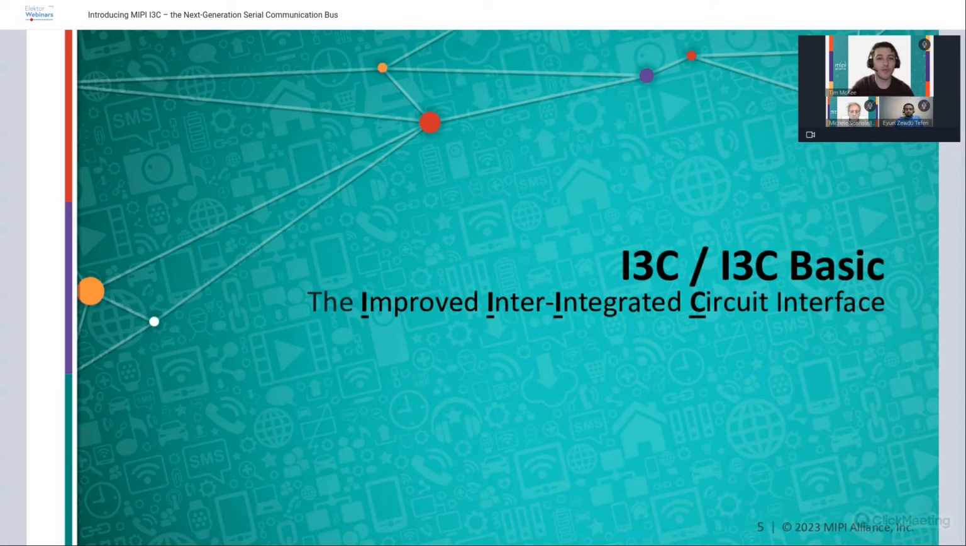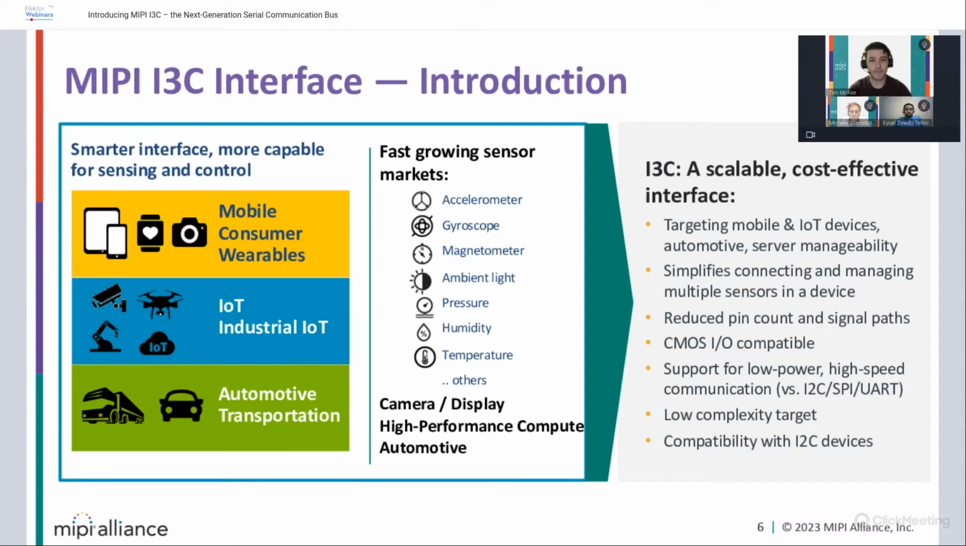But today, as you all know, we are here to talk about I3C and I3C Basic. So if you're familiar with I2C, this may be somewhat familiar to you. I3C simply stands for Improved Inter-Integrated Circuit, and it is based off of the I2C interface. So let's dive in. What is MIPI I3C interface? Well, the MIPI I3C interface, it's built to be a smarter interface with more capabilities for sensing and control.